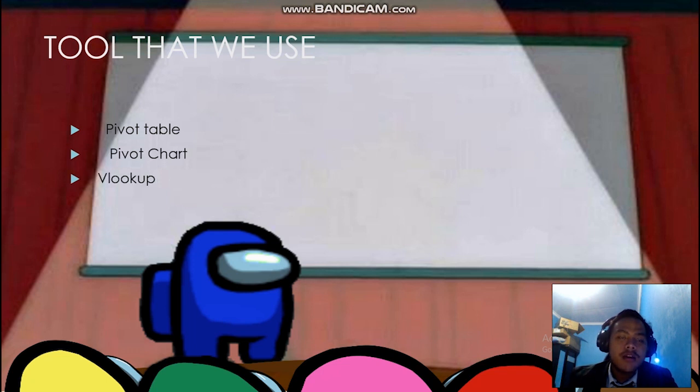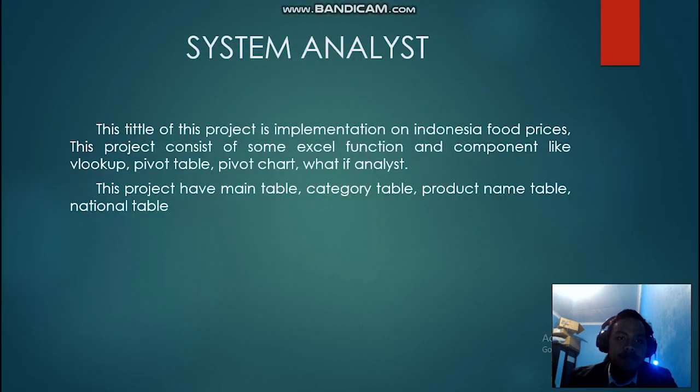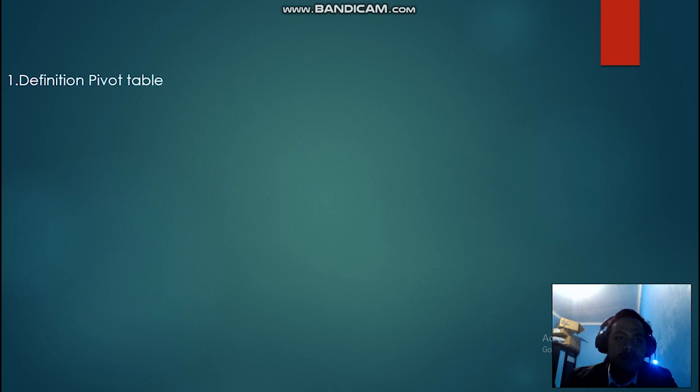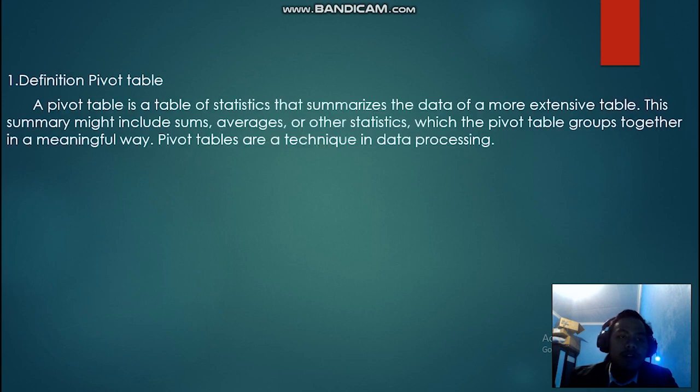The tools that we use are pivot table, pivot chart, lookup, depth, and what if analysis. System analysis. The title of this project is Implementation on Indonesia Food Price. This project consists of some Excel functions and components like lookup, pivot table, pivot chart, and what if analysis. This project has a main table, category table, product name table, and national table.